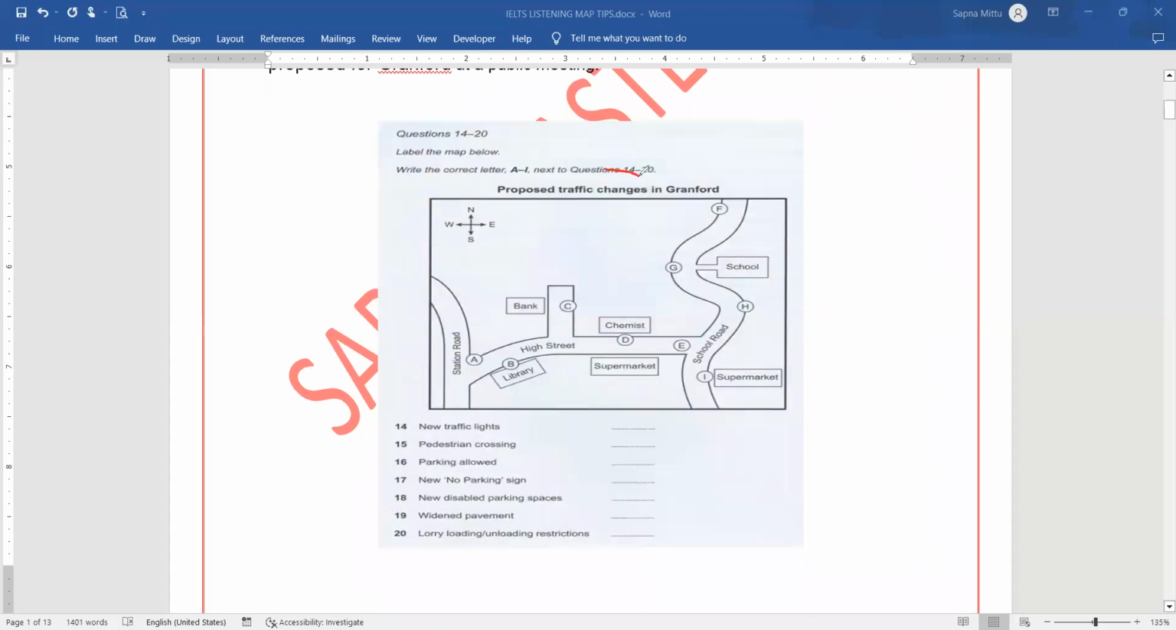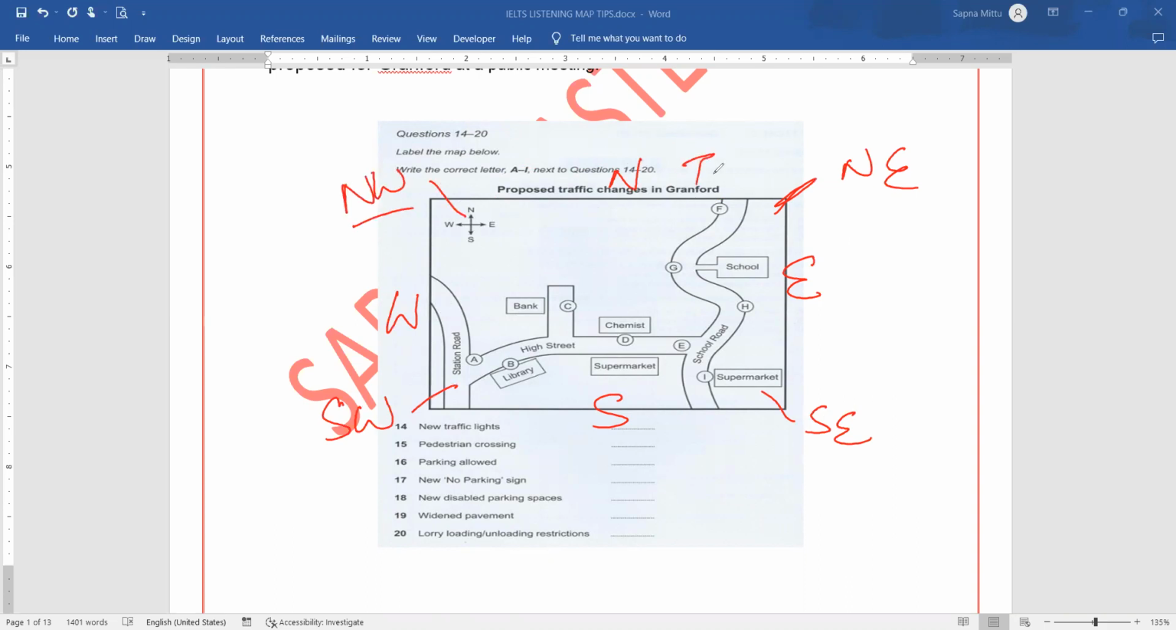Now you can see this is about the proposed traffic changes in Granford. So sabse pehle you have to mark the north, east, south and west. This is north and east and south and west. Then this is northeast, this is southeast, this is southwest, and this is northwest. You can also say this is top, this is bottom, this is your left, this is your right.